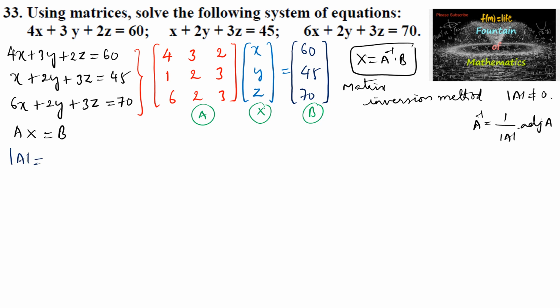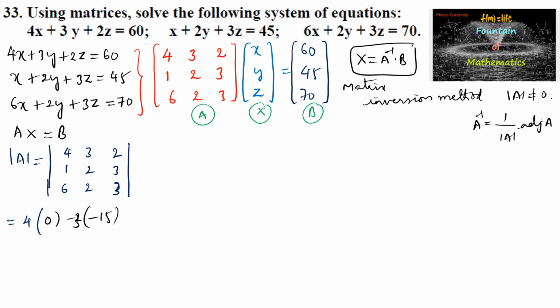Det A is equal to the determinant of the coefficient matrix, that is 4, 3, 2, 1, 2, 3, 6, 2, 3, which is equal to 4 times of 2 3s are 6 minus 6, 0, minus 2 times of 1 3 is 3 minus 18, that is negative 15, and again here plus 2 times of 2 minus 12, that is negative 10. So which is 45 minus 20 is equal to 25, not equal to 0.